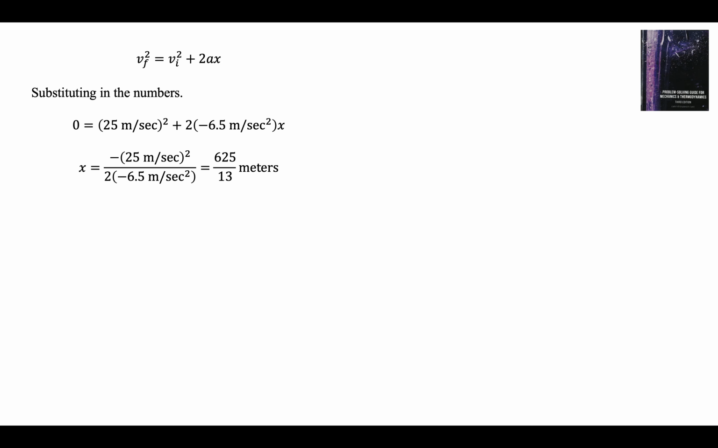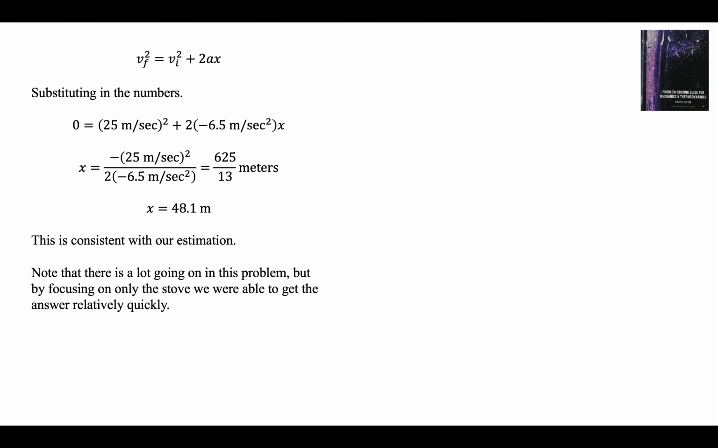Let's get it exactly. V final squared equals V initial squared plus 2ax. Starts at 25 meters per second, ends up at 0. Acceleration is negative 6.5 meters per second squared. We can solve for x. It's 625 over 13, which is 48.1. That's consistent with our estimation, so we're pretty happy.